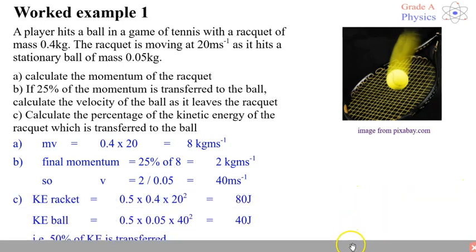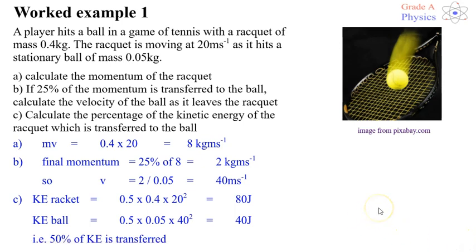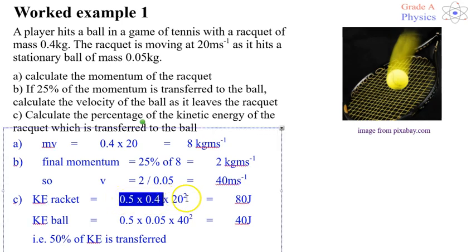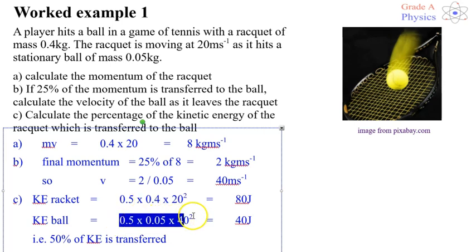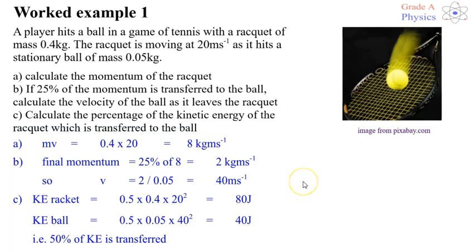We could talk about kinetic energy as well. So it's a nice simple calculation. We'll talk about this later on when we look at elastic and inelastic collisions. But if I calculate half mv squared before the collision, so this is of the racket, I've got 80 joules, and half mv squared of the ball after collision, that gives me 40 joules. So, well, 80 to 40, that's half, 50% of the kinetic energy is transferred. So that's an important thing to realize, that when we have collisions, we could talk about momentum and transfer of momentum. We could also talk about transfer of kinetic energy. And we'll talk about elastic and inelastic collisions later on.